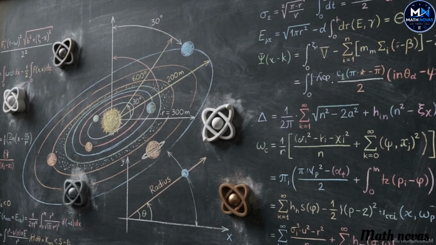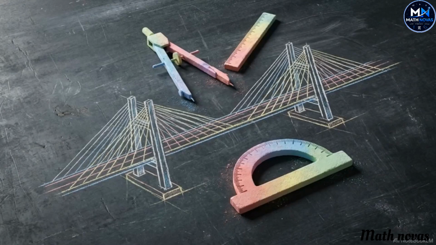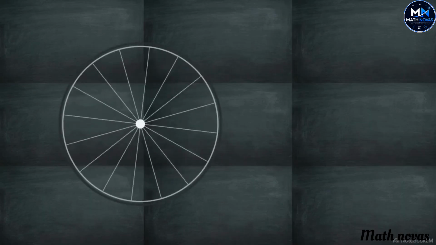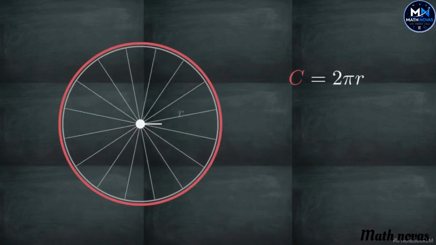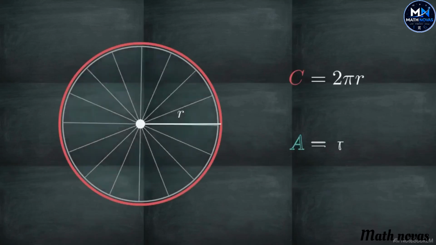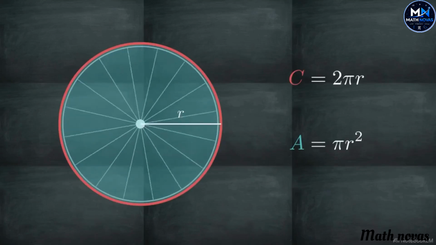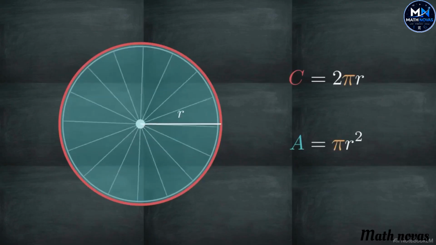Despite their chaotic nature, these numbers are absolutely essential for engineering, science, and measuring the physical world around us. For instance, this animated diagram shows a turning bicycle wheel. To accurately calculate the circumference and the total area of any circular object, pi is functionally required in the mathematical equations. Let's pause and test your understanding.